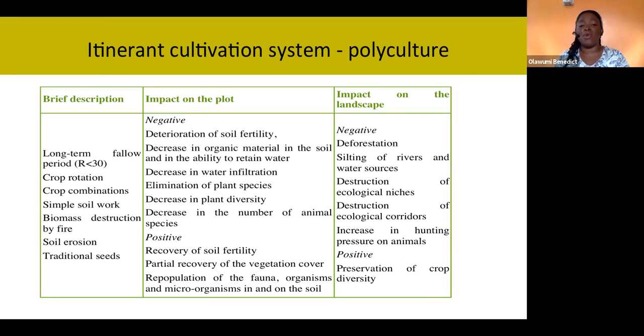But if you look at the impact on the plot level, it has negative and positive impact. The negative impact is the deterioration of soil fertility, because many of them don't add organic manure to the soil. They don't rejuvenate the soil. So soil fertility is going to be reducing year in, year out until they leave the land to fallow again. Then there's a decrease in organic material in the soil and in the ability to retain water, because they're overusing the resources in the land.